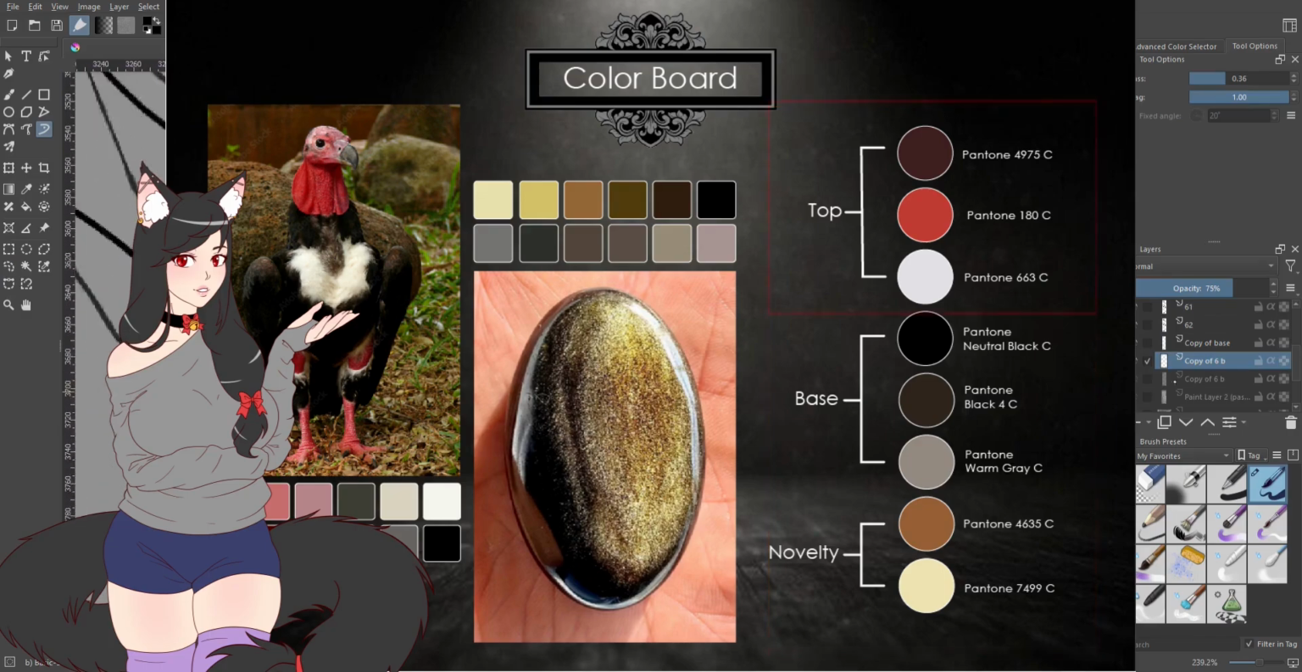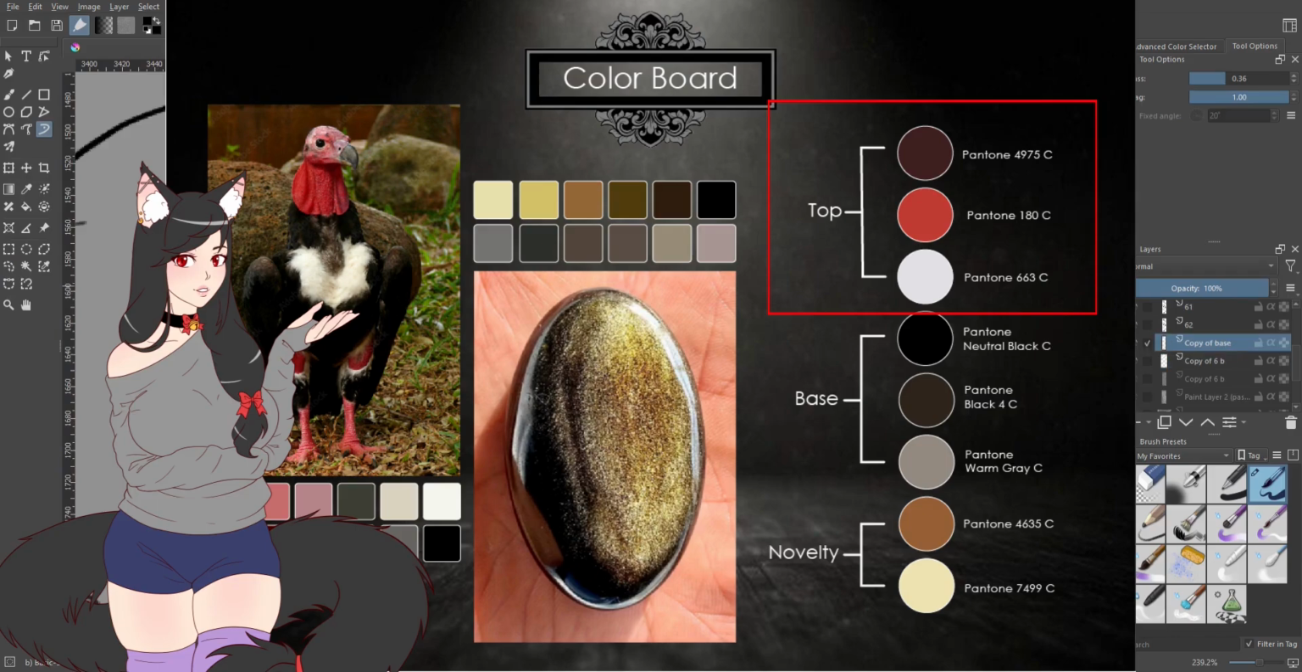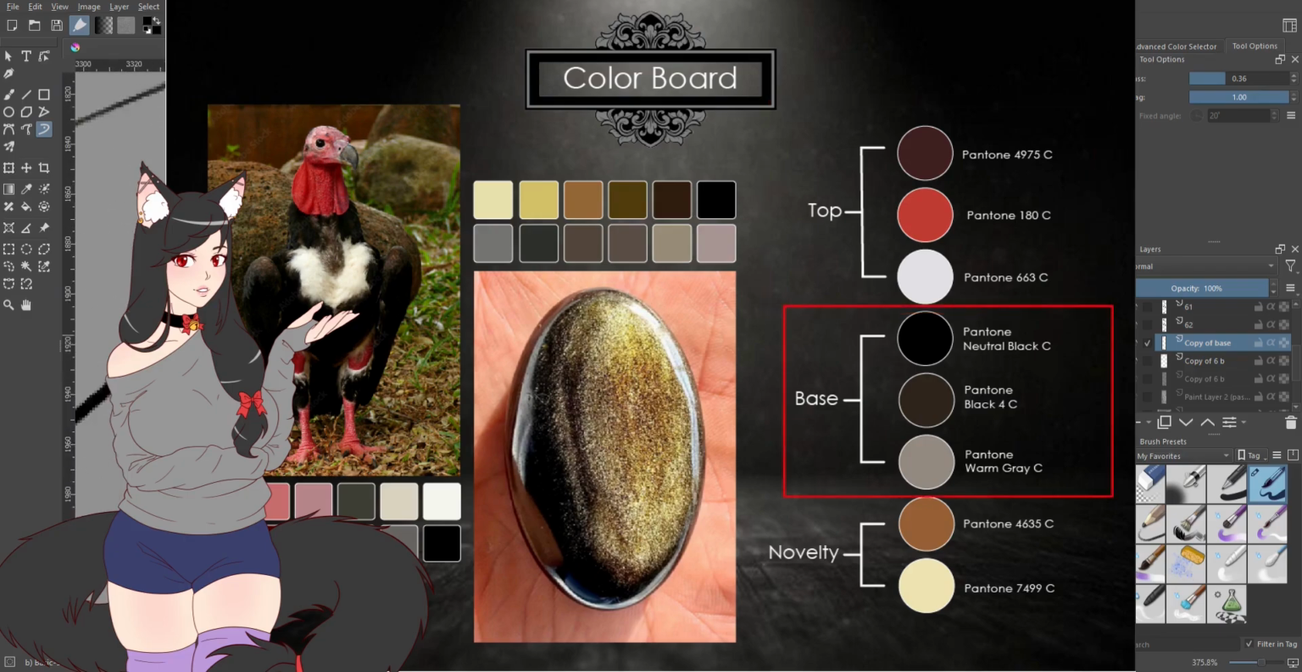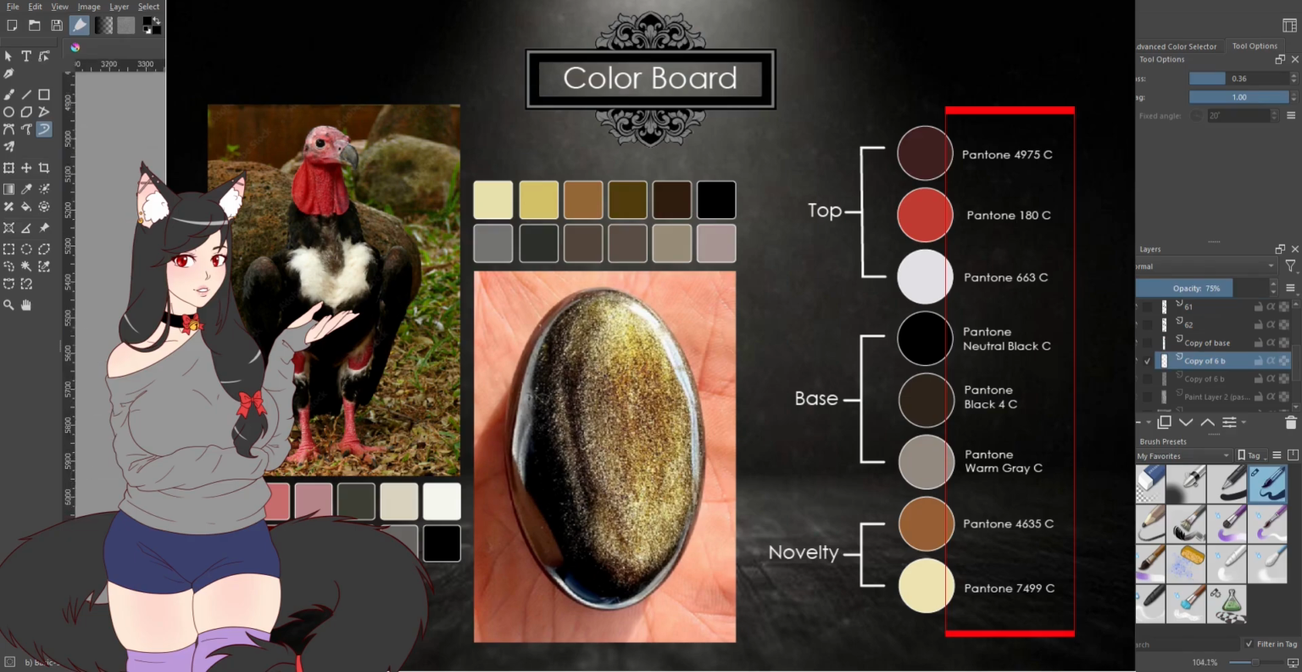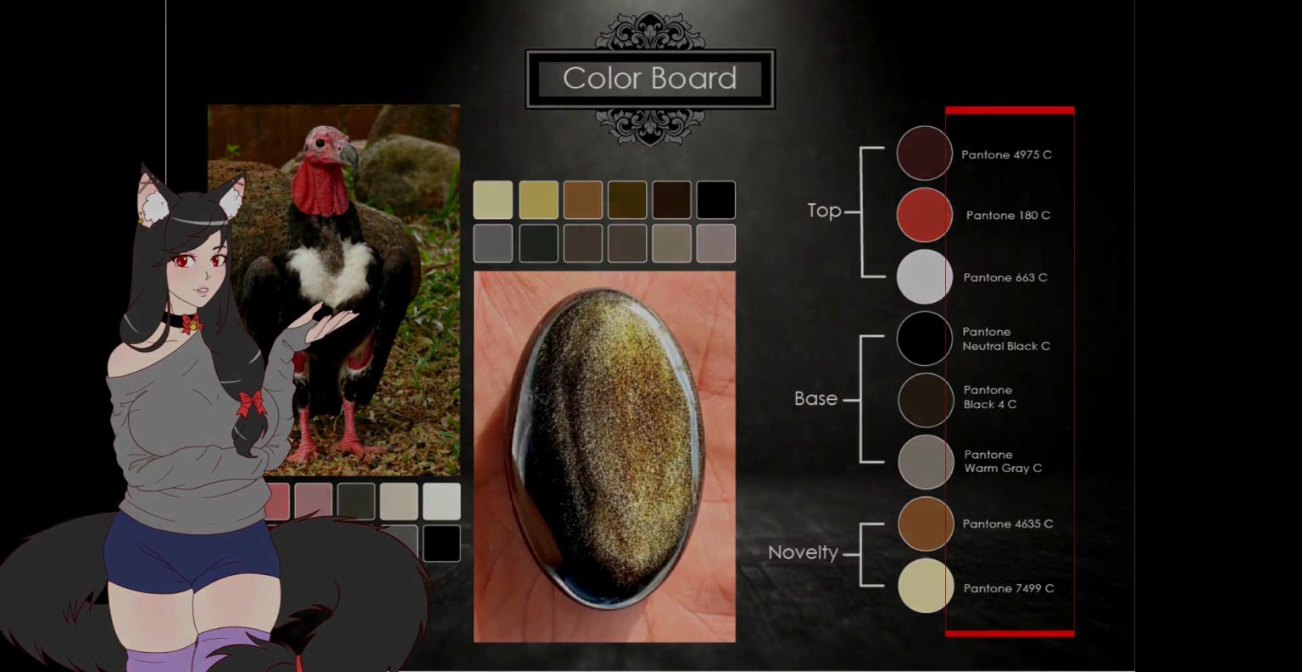So for the top, I picked a nice cool burgundy, a deep red, and a white. For my bases, I picked a black, a warm gray, as well as a brownish cool gray. For the novelty colors, you can pick 1 to 2 colors, which would be the pop of color within your dresses and within your designs. As well as that, you have to mention the Pantone codes for your colors, which I picked Pantone Solid Coated.